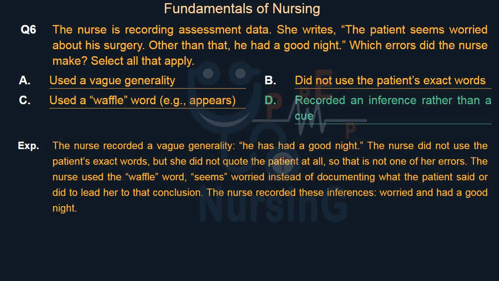The nurse recorded a vague generality. He has had a good night. The nurse did not use the patient's exact words, but she did not quote the patient at all, so that is not one of her errors. The nurse used the waffle word, seems worried, instead of documenting what the patient said or did to lead her to that conclusion. The nurse recorded these inferences, worried and had a good night.